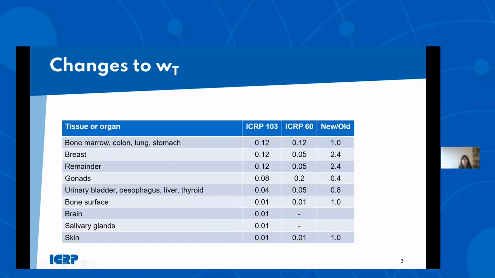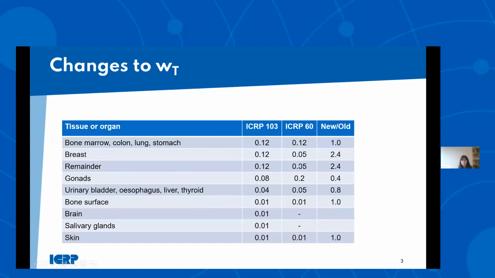There have been changes to WT. We've already encountered those, but here I've actually put in the old values as well. And look, in the end column here, we've got the ratio of the new to the old values. So you can see that for breast and remainder, there are quite substantial increases in the WT, whereas the values are lower for gonads and for urinary bladder, esophagus, liver, and thyroid.